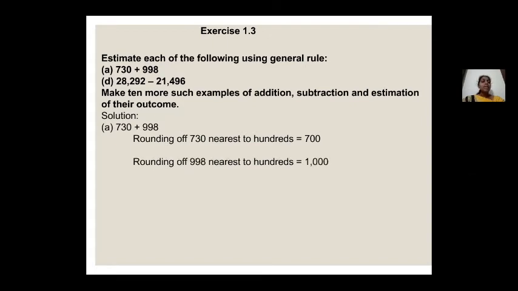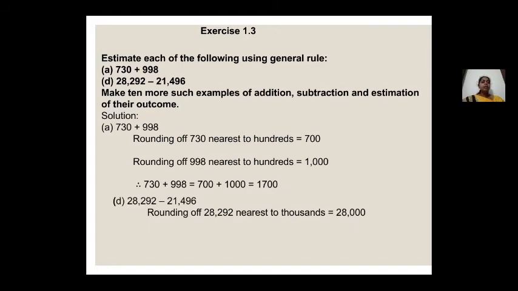Okay. Like that only, rounding of 998 nearest to 100. Here you see, what is in the tens place? 9 is there. 9 is greater than 5, right? 9 is greater than 5. So you have to add plus 1 to the 100s place. In the 100s place 9 is there. 9 plus 1, you get 10. So it is 1000. 998 nearest number is 1000. Then you add: 730 estimation is 700, 998 estimation is 1000. So adding both, you get 1700. You understood? I hope you understood.